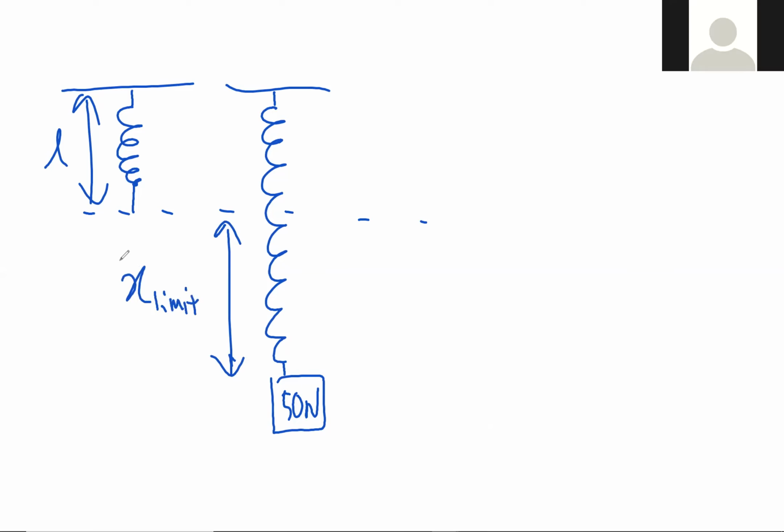We label it as X limit, extension limit, because it is impossible to keep on extending the spring forever, right? Eventually, at one point, the spring will break. The spring will break, but before it breaks, it will reach one point where the spring no longer has the ability to return to its original length.